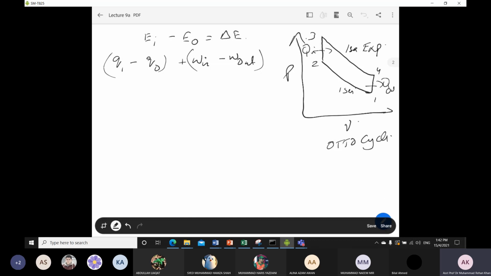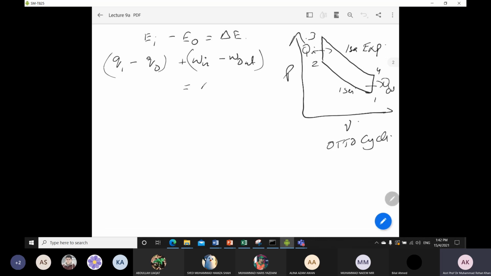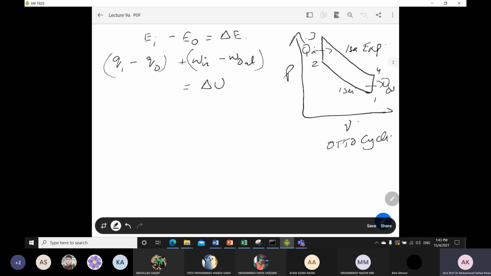Previously, when we saw the Rankine cycle analysis, we noticed that the change in energy on your right hand side is equal to the change in enthalpy. But here we say that it will be equal to the change in internal energy. So the question is, why do we not use enthalpy here, rather than internal energy?